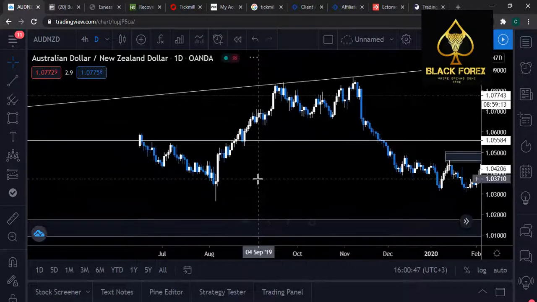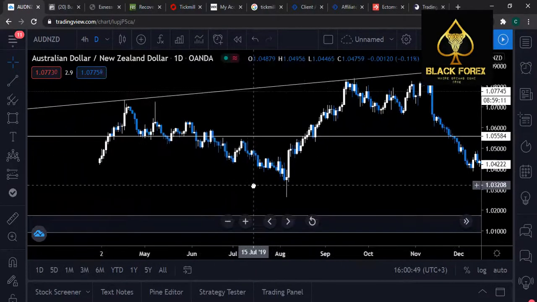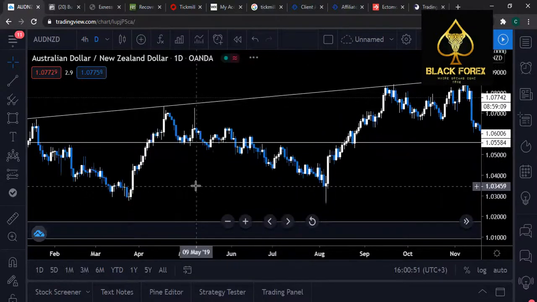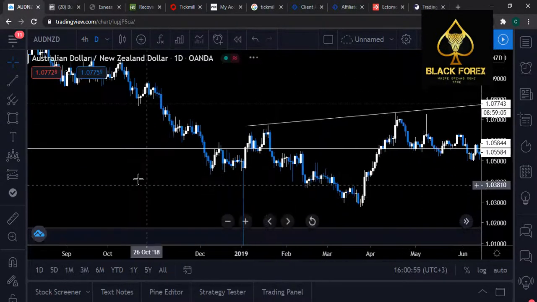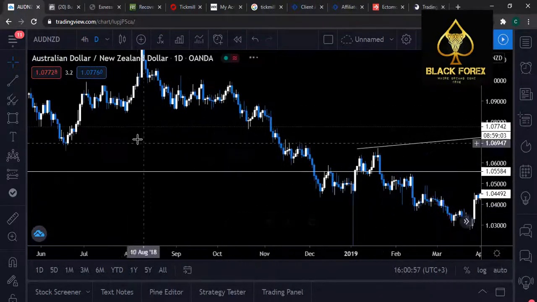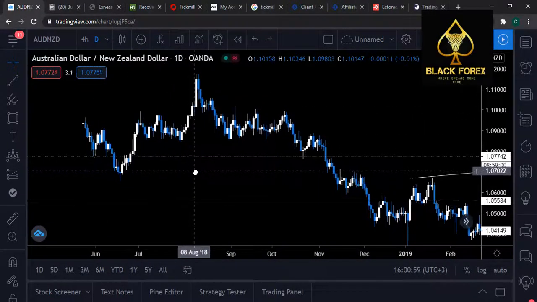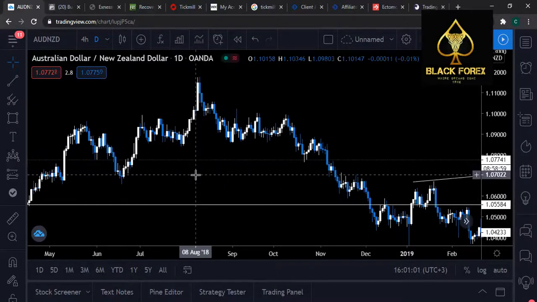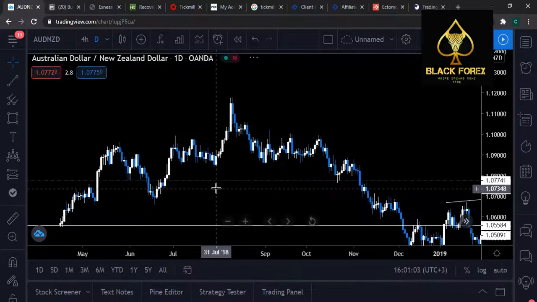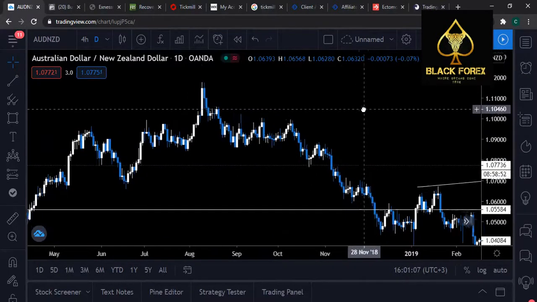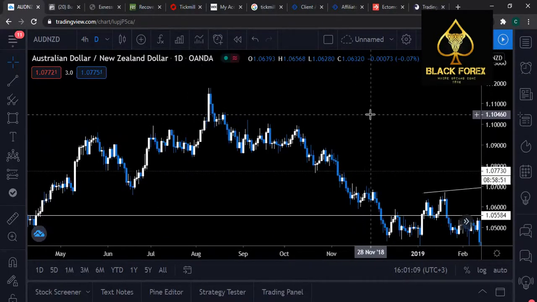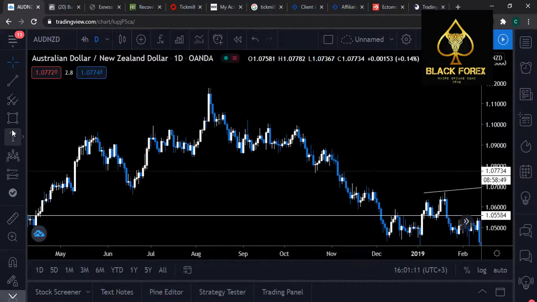I believe the daily time frame is one of the best time frames for you to look for patterns. So far I haven't seen any head and shoulders. No head and shoulders so far. Yeah, I got one. I got one head and shoulder pattern right here. It's a little bit blurry, but that's the way the market is.